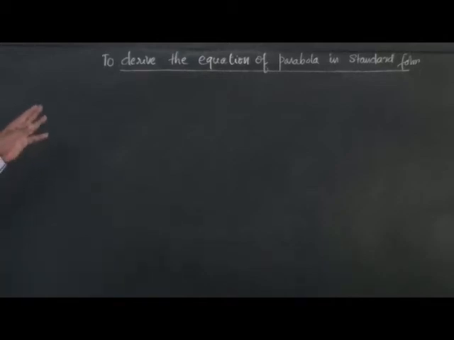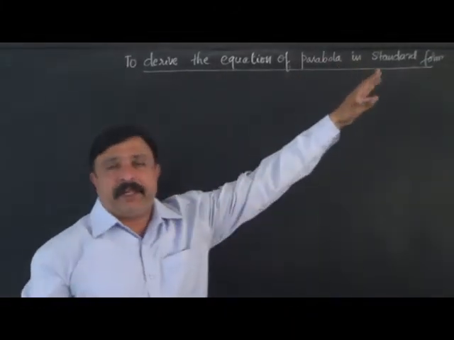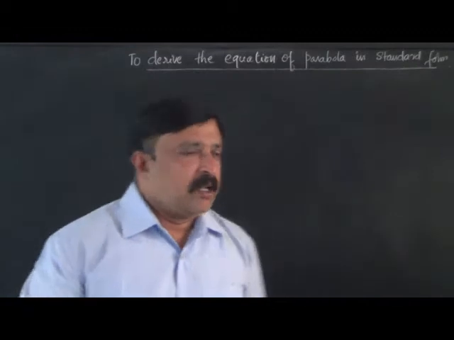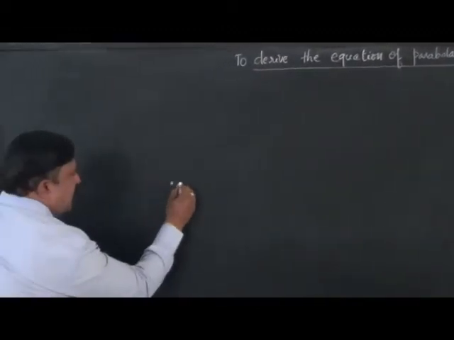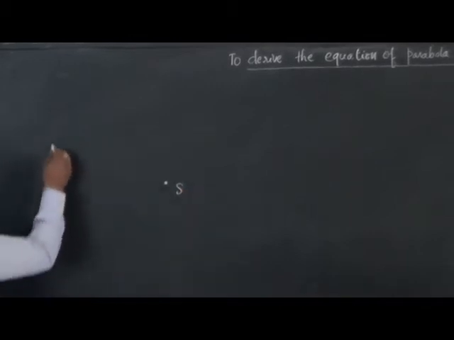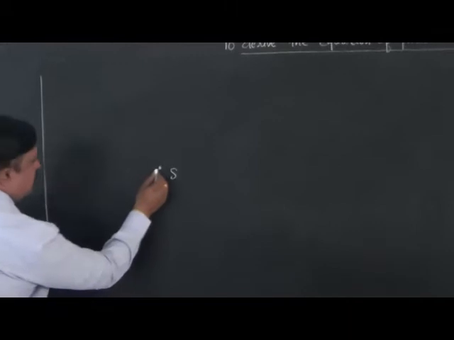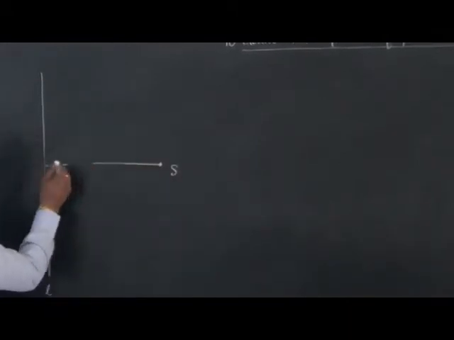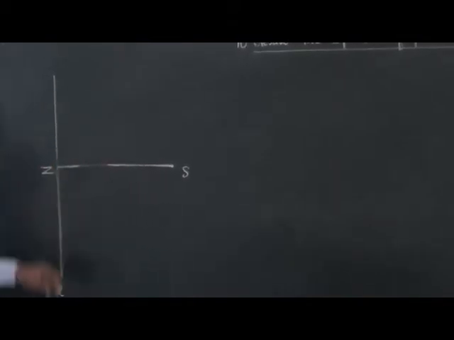In this video, let's learn how to derive the equation of parabola in this standard form. Let S be a fixed point and L be a fixed line. Draw SZ perpendicular to the fixed line.